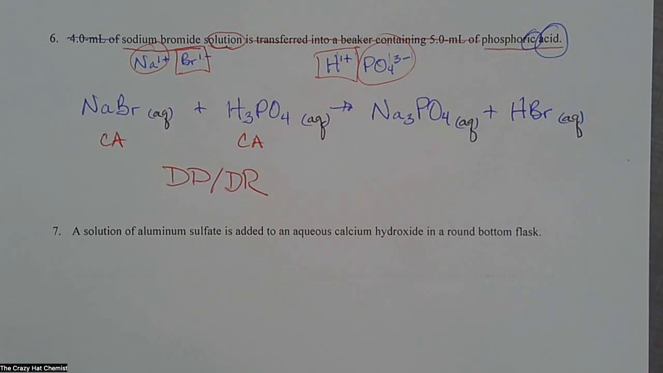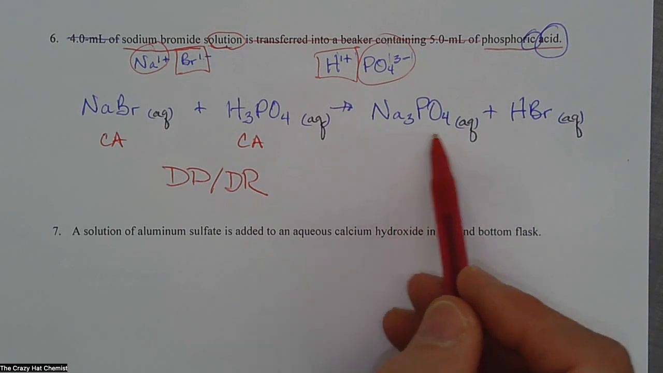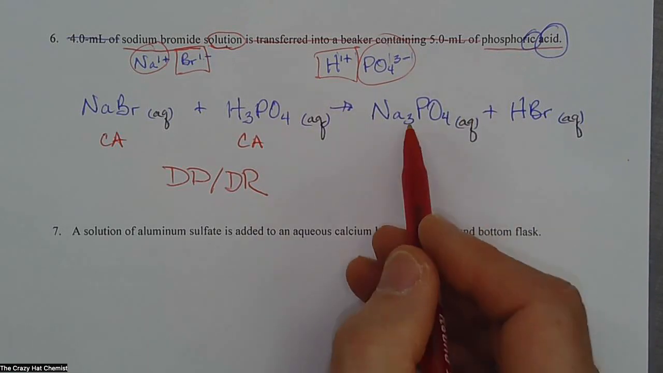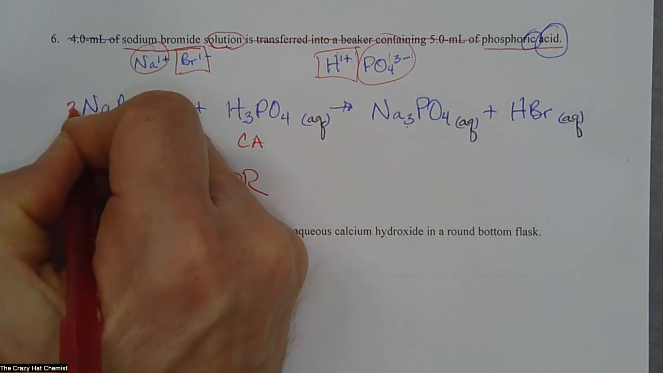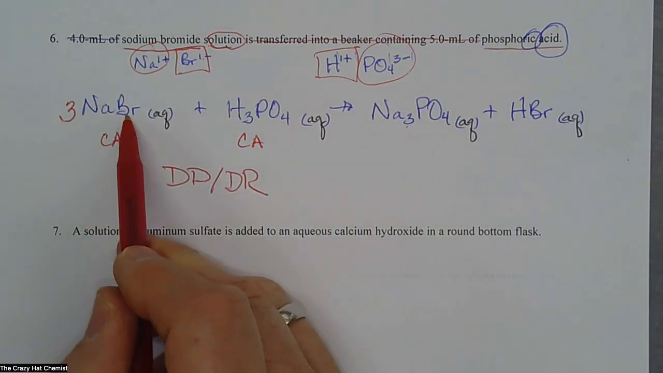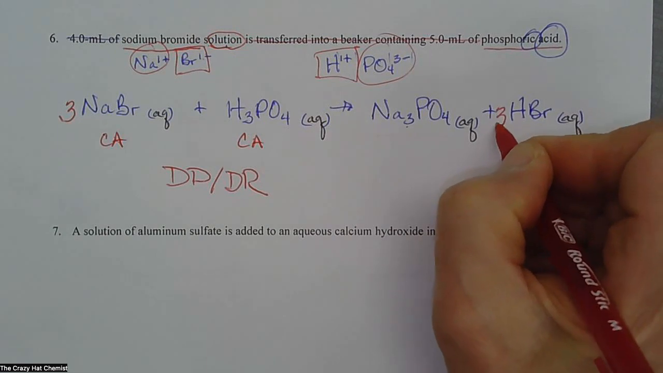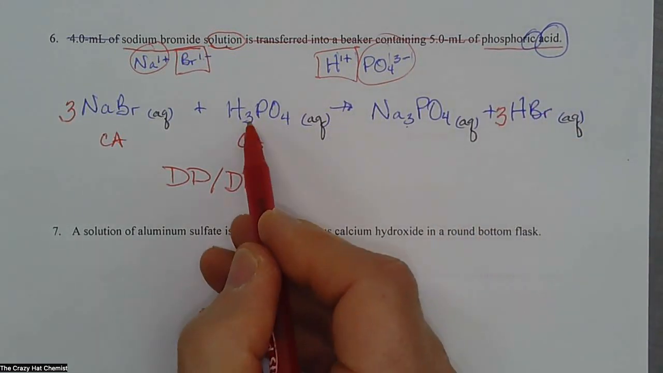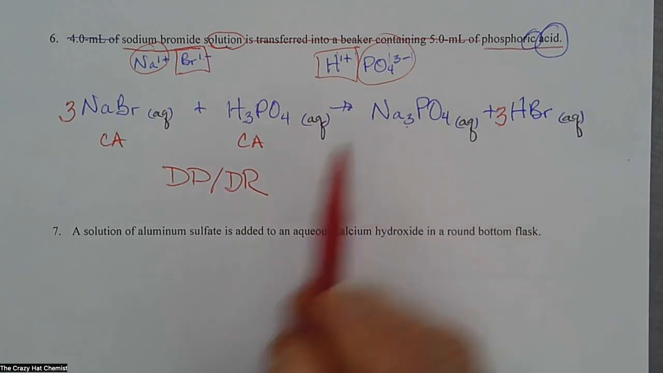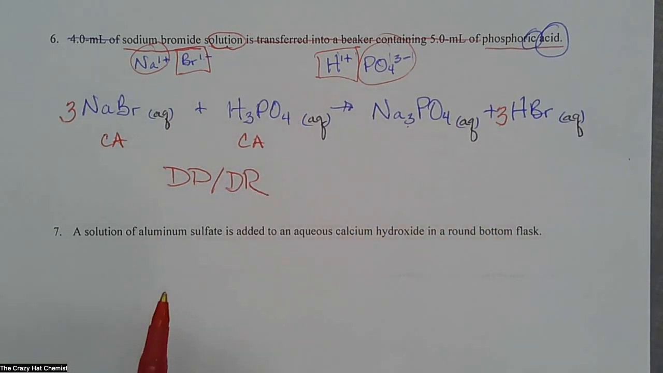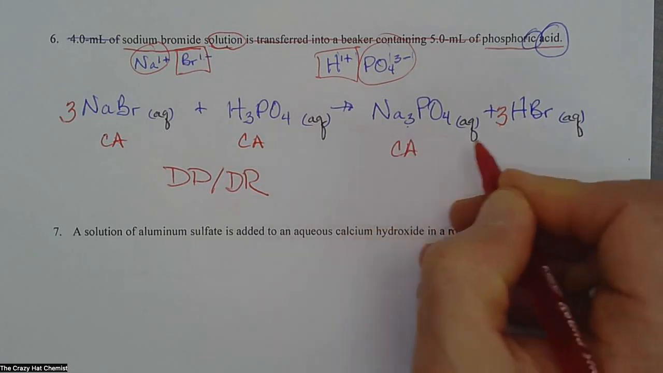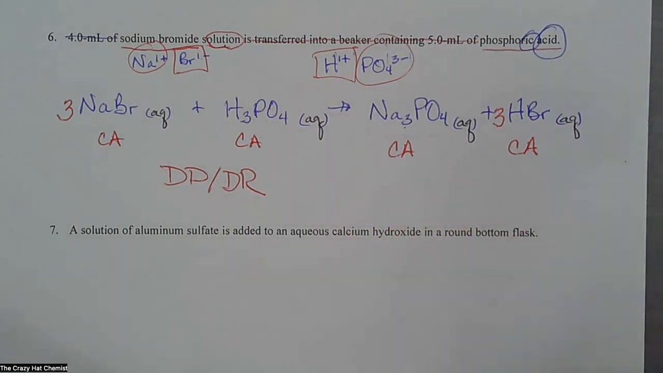All right, now we're going to balance this. We're going to start off with the most complicated formula, which is probably this sodium phosphate. There are 3 sodiums and 1 sodium, so I'm going to put a 3 right here. There are 3 bromides and 1 bromide, so I'm going to place a 3 right there. That gives me 3 hydrogens and 3 hydrogens, 1 phosphorus, 1 phosphorus, 4 oxygens, 4 oxygens. I'm good to go. This is a cation anion, and this is a cation anion, so those are characteristics of a double displacement reaction. All right, hopefully that works out well for you.